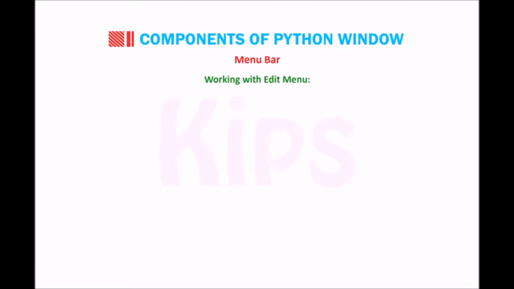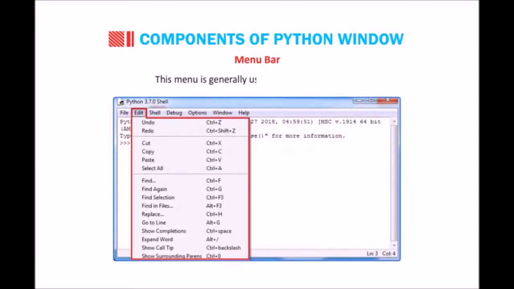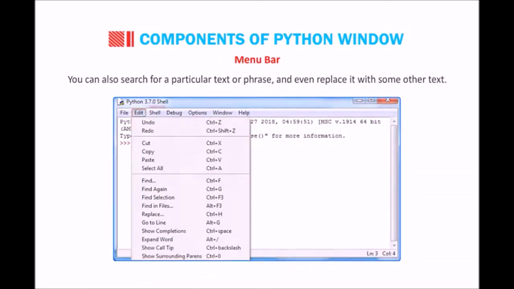Working with Edit menu. This menu is generally used to edit the file in use. You can cut, copy, or paste the selected text. You can also search for a particular text or phrase and even replace it with some other text.